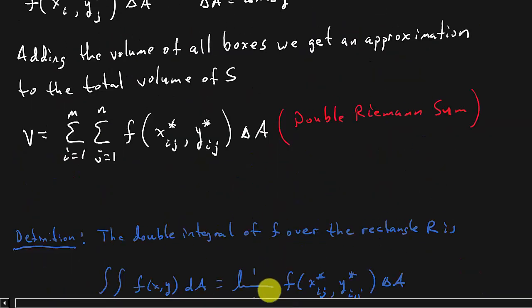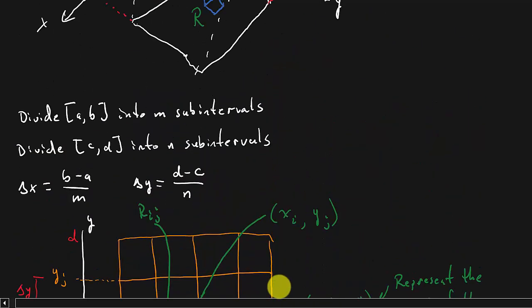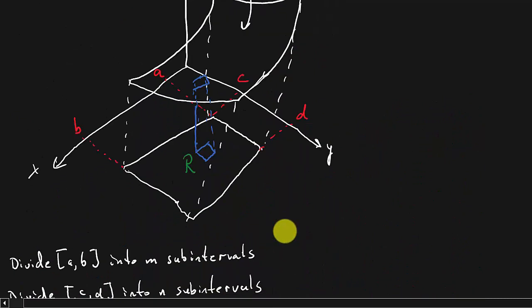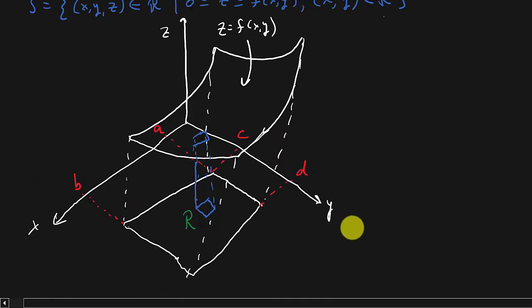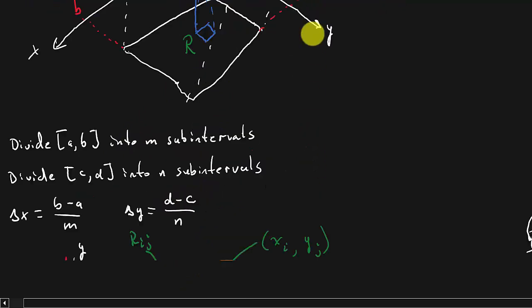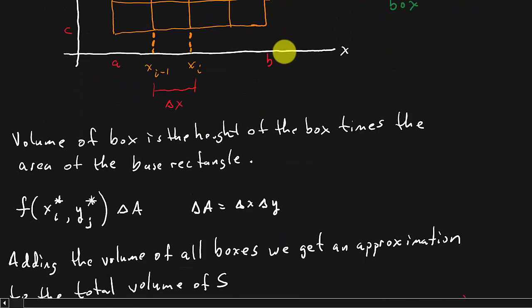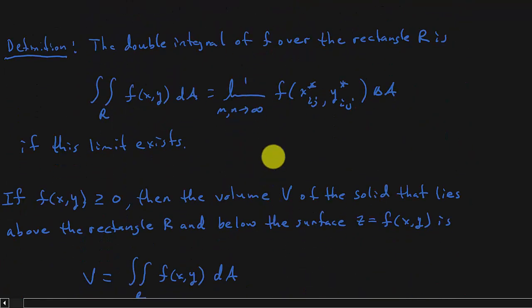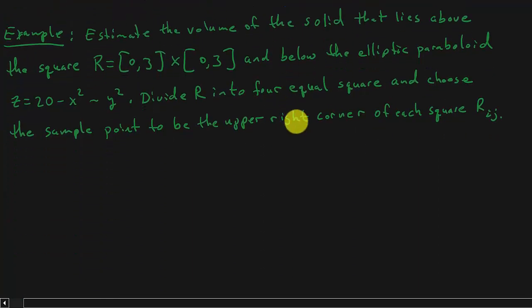And I showed you in this sketch up here. See, basically we're going to have a bunch of boxes underneath here, and we're adding all these volumes up, and that's going to give us this volume that's below this surface here and above this rectangle, this volume right in here. All right, so let's come over here, and we've got an example to do.